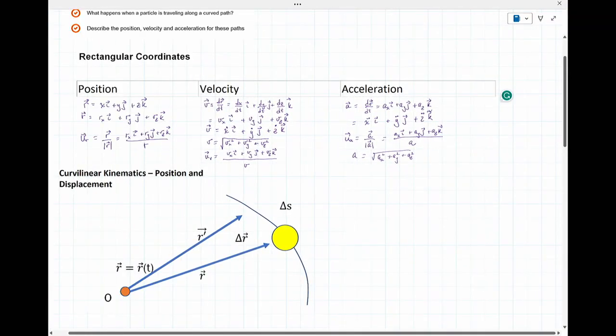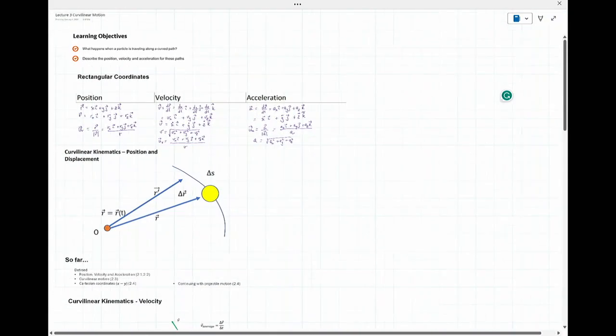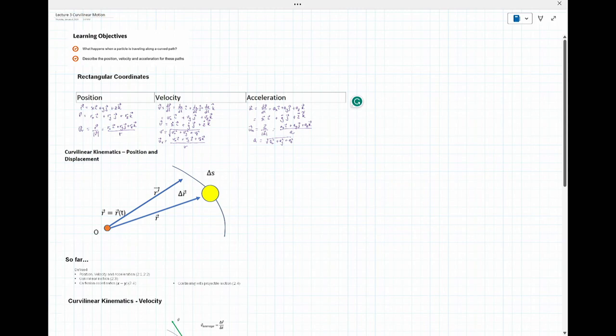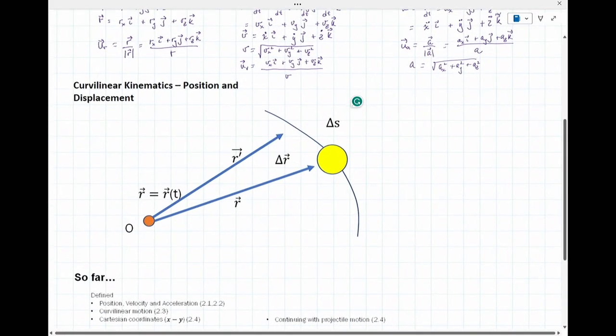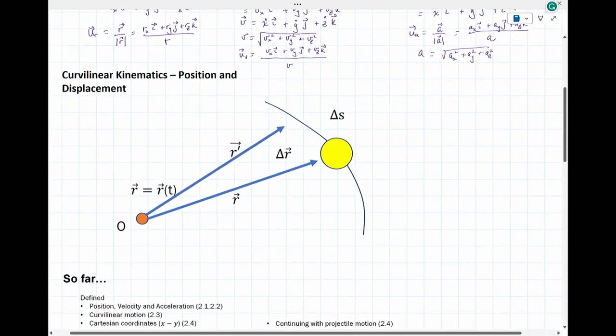So let's think about what's happening with a particle that's moving with curvilinear displacement. So again, we're dealing with kinematics. Kinematics is just the geometry of the motion, not the forces causing the motion. So when you look at this chapter, you're looking at motion that's occurring. You're not worried about how it's being caused.